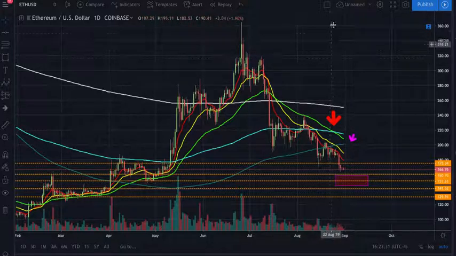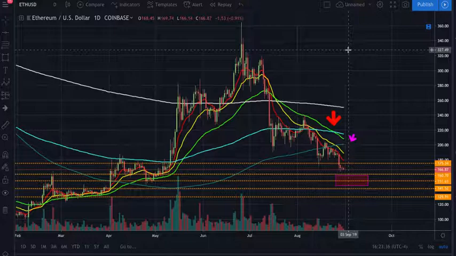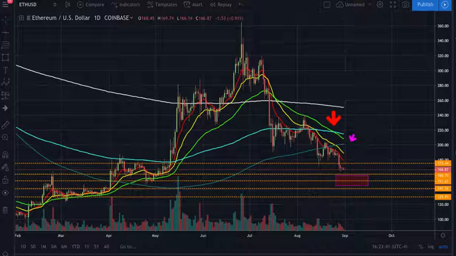Alright, that's Crypto Trend Trader, Ethereum on the daily, dispelling the rumors of the death cross, at least in the short term.